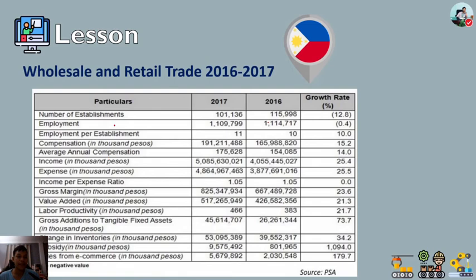And we also have particulars here, so you just screenshot this part and you can observe whether the particulars from 2016 to 2017 are increasing or decreasing. And then in this column or in this row we have the growth rate that you can also observe.